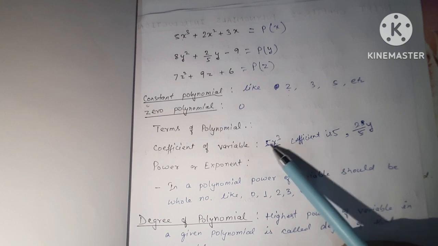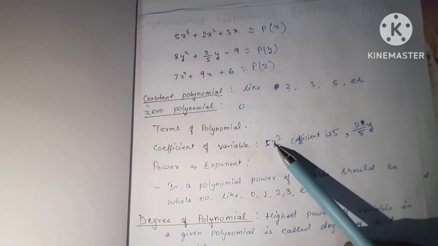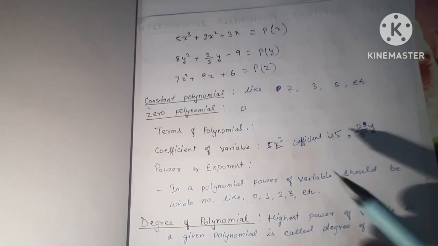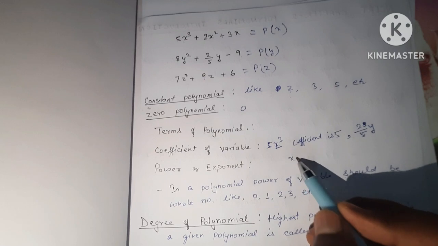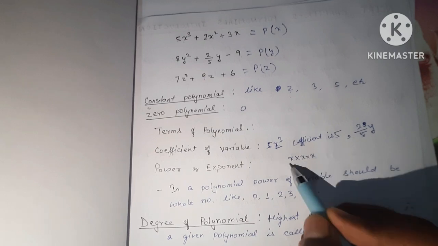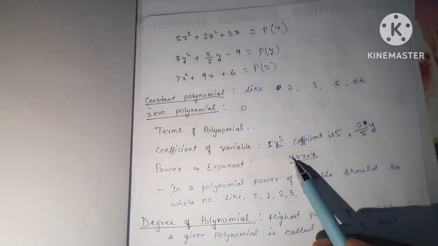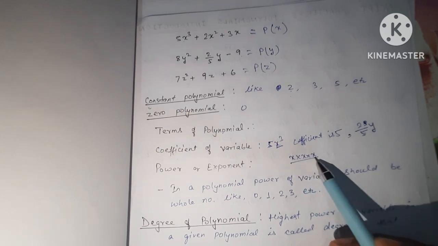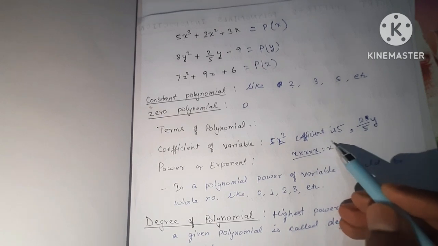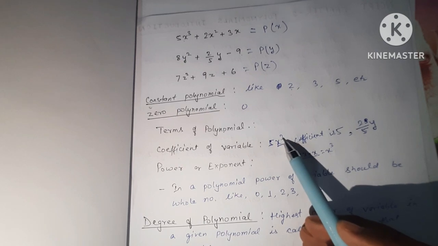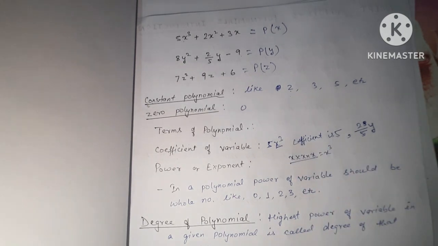This here is 5x cube. The exponent of x is 3. What does it mean? It means that x is multiplied 3 times. If a single value is multiplied a number of times, how many times is it multiplied? 1, 2, 3 times, then it becomes x to the power 3. So this is the power or exponent.